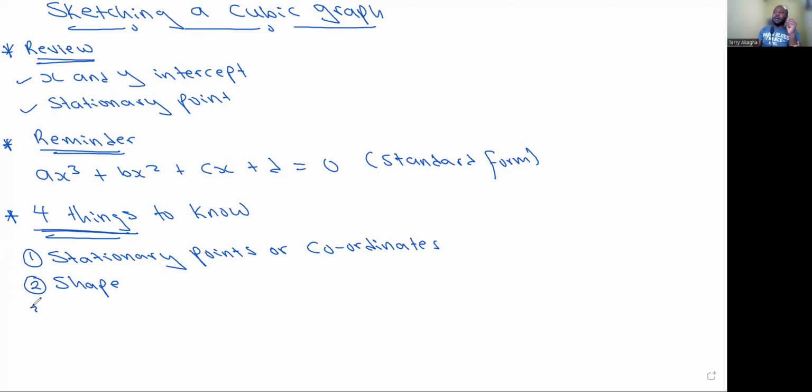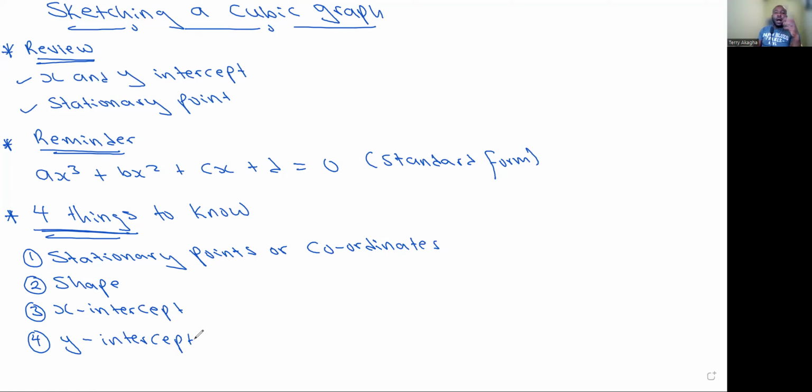After you've found the shape, the next thing you need to look for is the x-intercept. And then you need to find the y-intercept. Remember I told you at the x-intercept, y is equal to 0, and at the y-intercept, x is equal to 0. You can go back and review the concept. Just a quick one: an x-intercept is where the line crosses the x-axis, and the y-intercept is where the line crosses the y-axis.